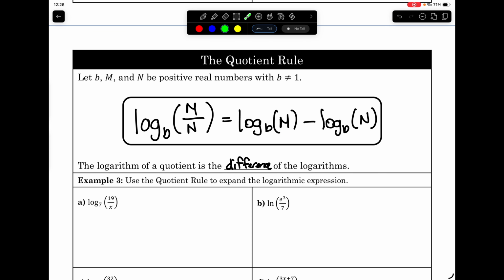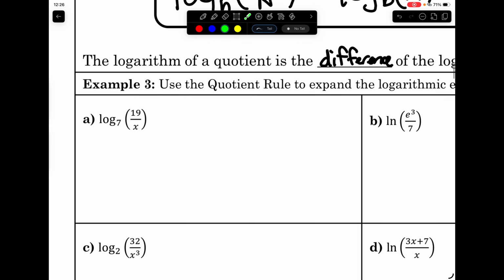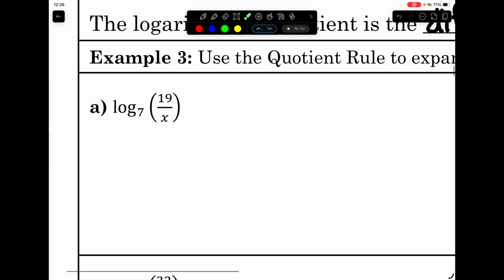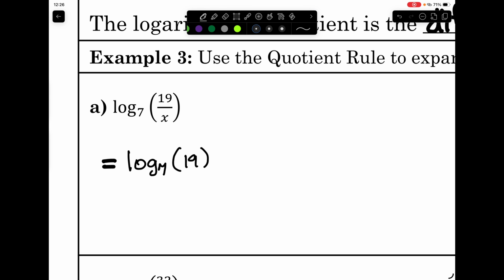So let's see how this works. For this example here, in example 3a, since I'm dividing these two quantities, I'm going to expand this by getting two logs base 7. So I have a log base 7 of 19, and I'm going to subtract the log base 7 of the denominator x.